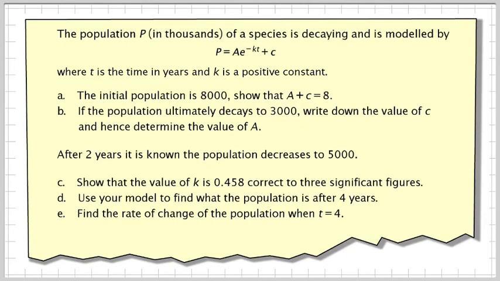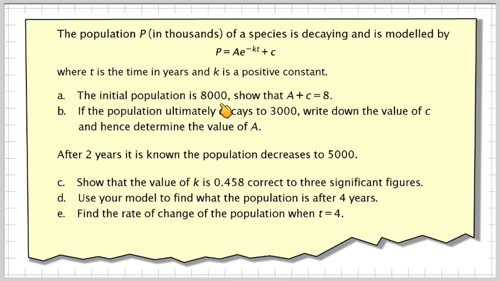And normally at the end of an AS paper, there is some sort of modelling question. So this is one on population modelling. The population P, in thousands, let's note that carefully, of a species is decaying and is modelled by P = Ae^(-kt) + C, where t is the time in years and k is a positive constant.